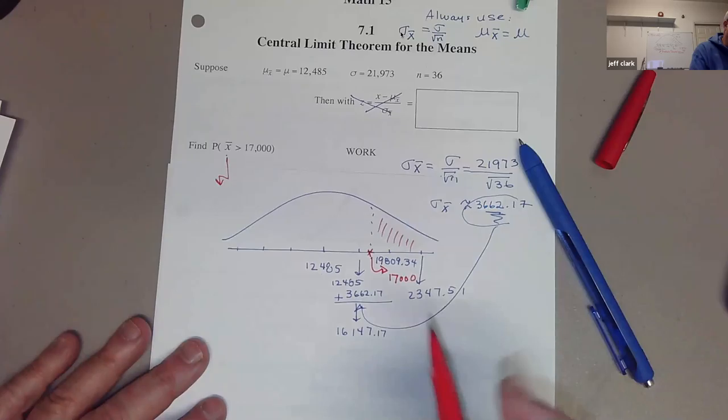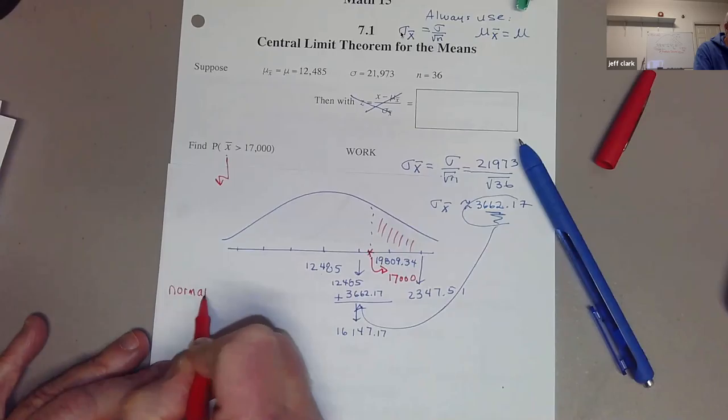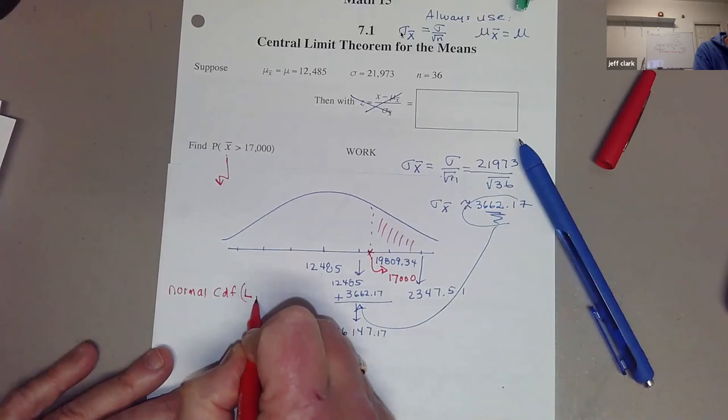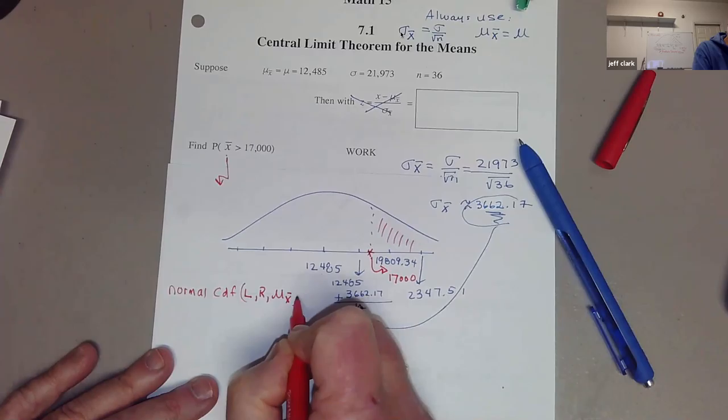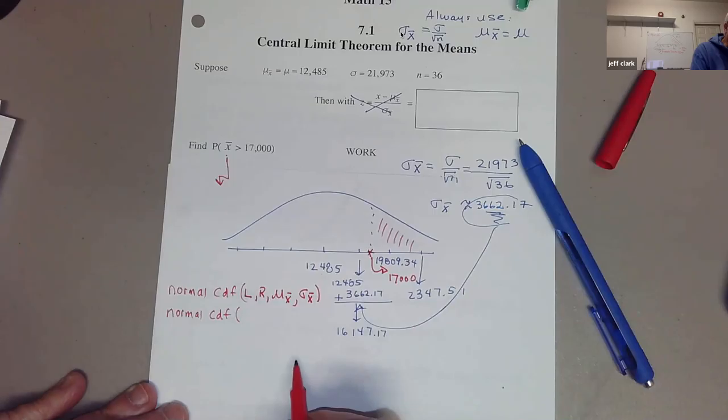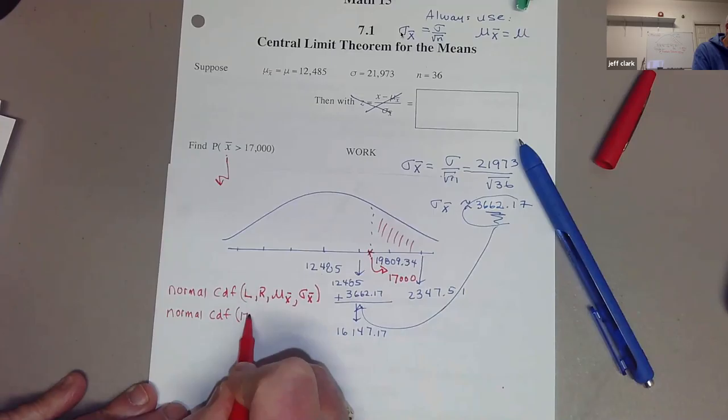And how you find the answer, you're going to use normal CDF. And then you put in your parameters. So generically, you put in your parameters, which is L for left, R for right, mu sub X bar, and sigma sub X bar. That's your new symbols. So normal CDF. Now, the left is 17,000 right here. Left is 17,000. Right is somewhere ridiculous out here.